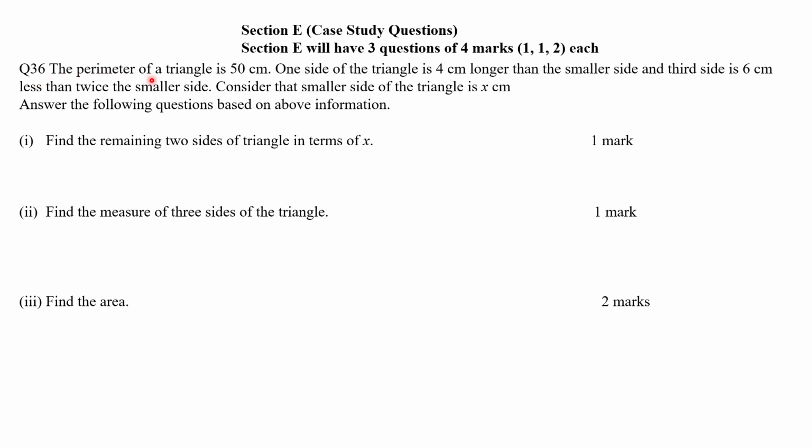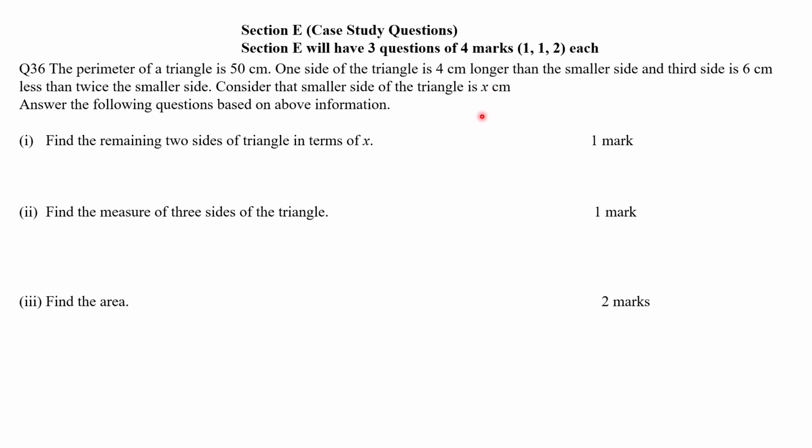Question 36: The perimeter of a triangle is 50 centimeter. One side of the triangle is 4 centimeter longer than the smaller side and the third side is 6 centimeter less than twice the smaller side. Consider that the smaller side of the triangle is x centimeter. Now based on this information, answer the below questions. First is, find the remaining two sides of the triangle in terms of x.